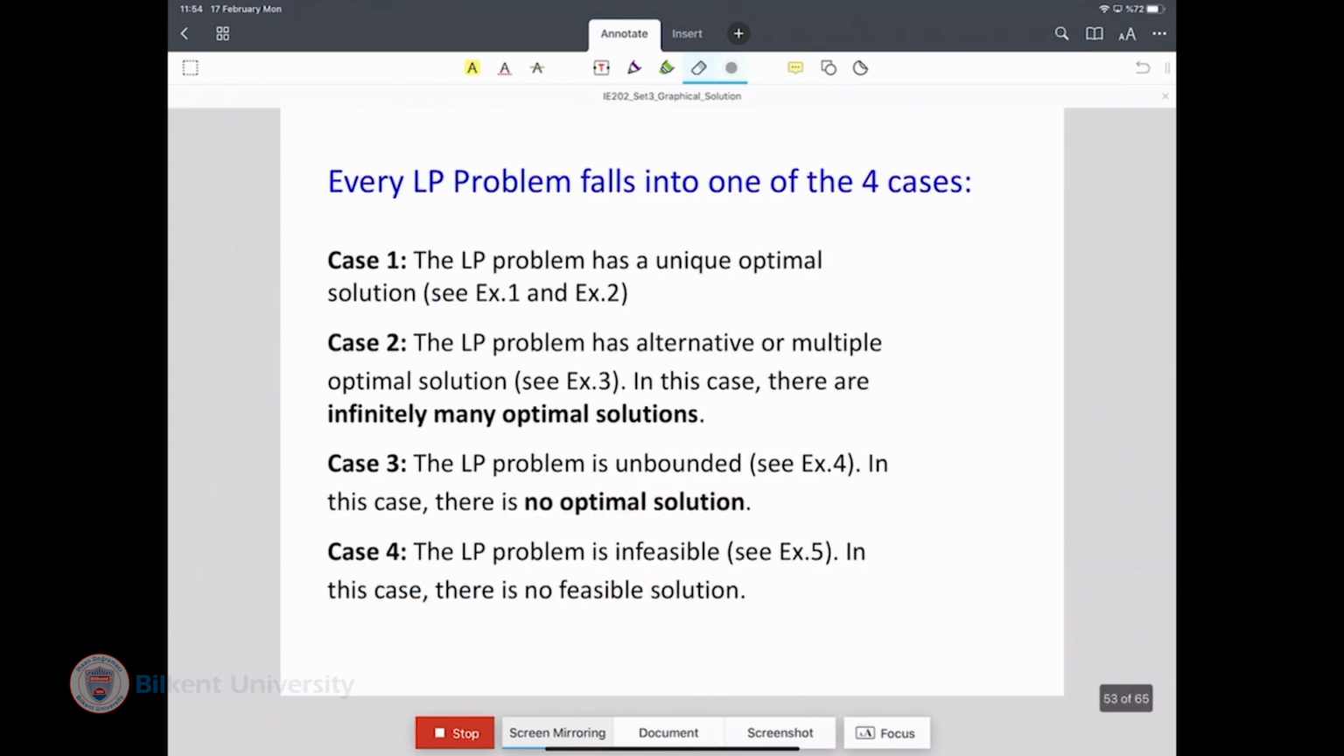So here is our fancy slide saying every LP falls into one of the four cases: unique, alternative optimum, unbounded, infeasible. Now, if the problem is unbounded, that means there is no optimum solution. I don't care if it goes to plus infinity. Does it have an optimum solution? No. By definition, no. I cannot declare any point as the optimum point because there's another one better than that. There's always a better one, right? So in the unbounded case, we can never have an optimum solution.